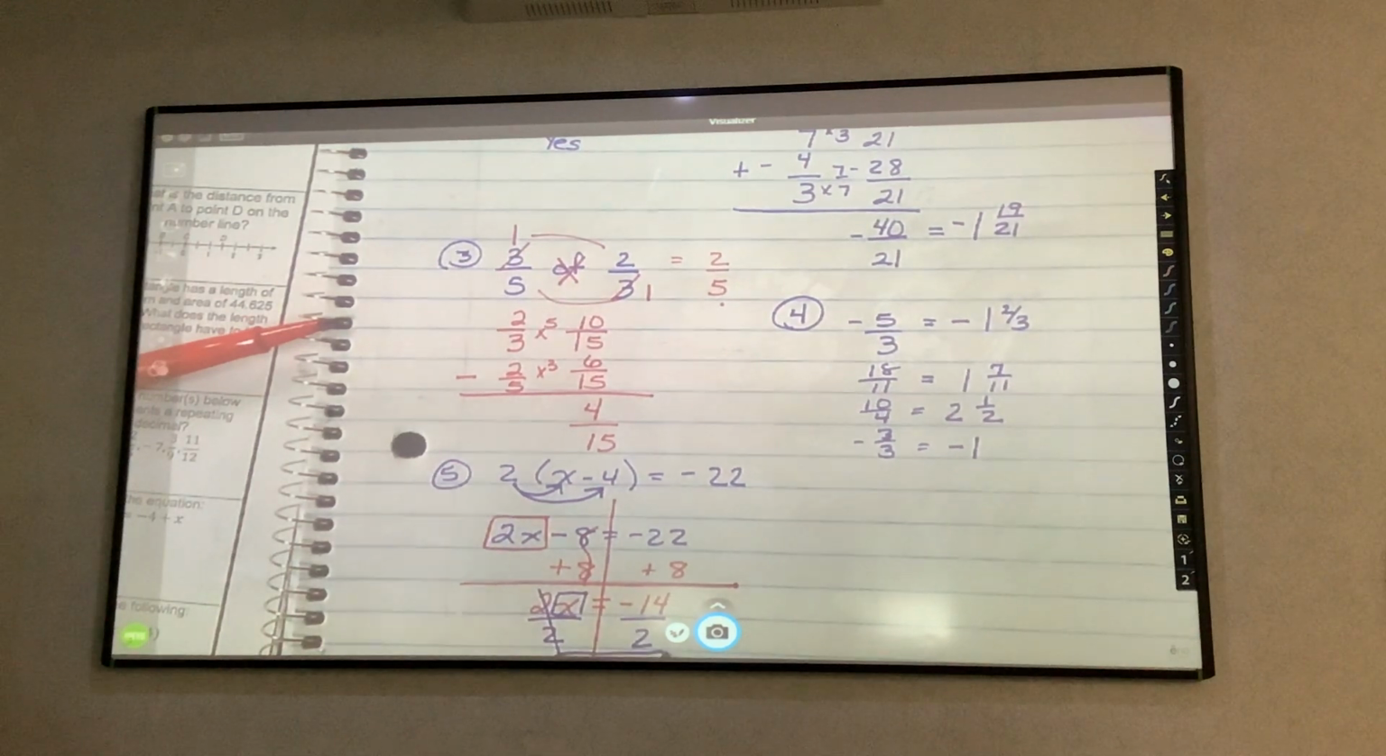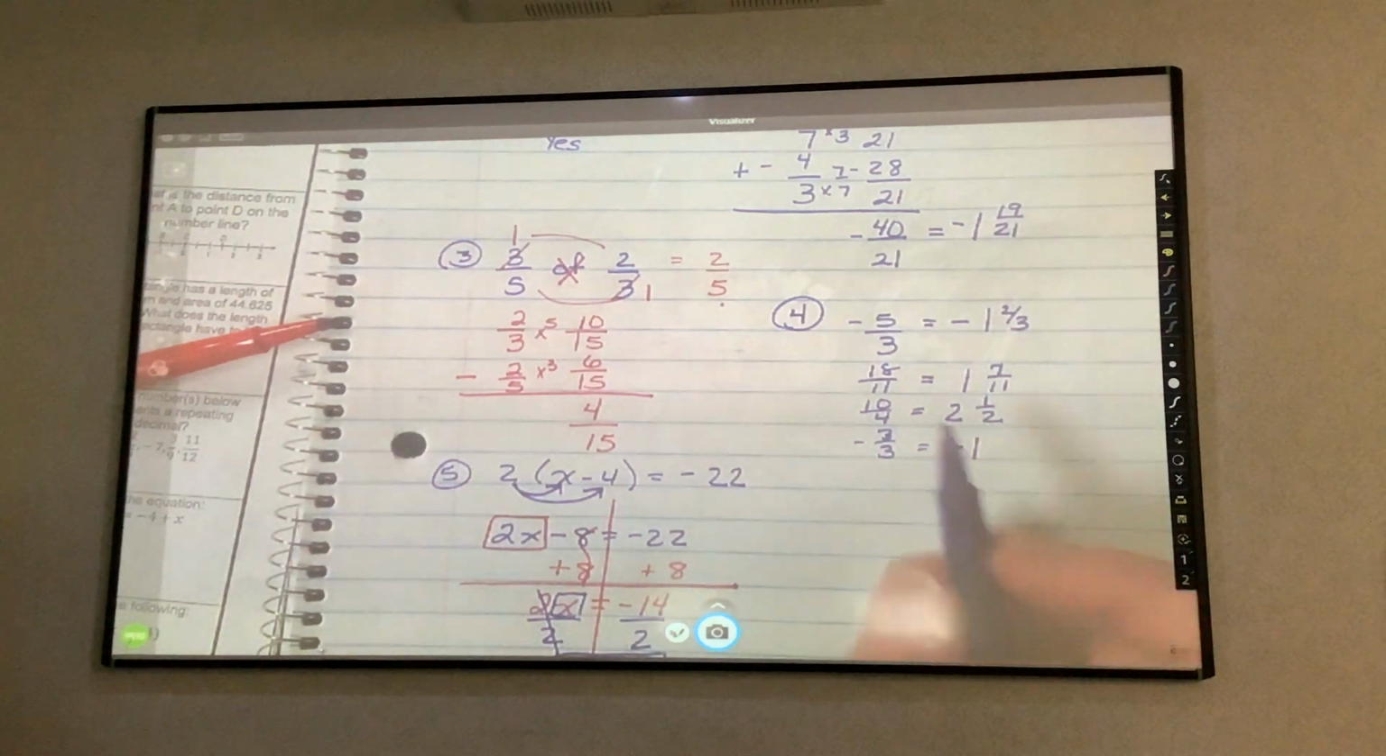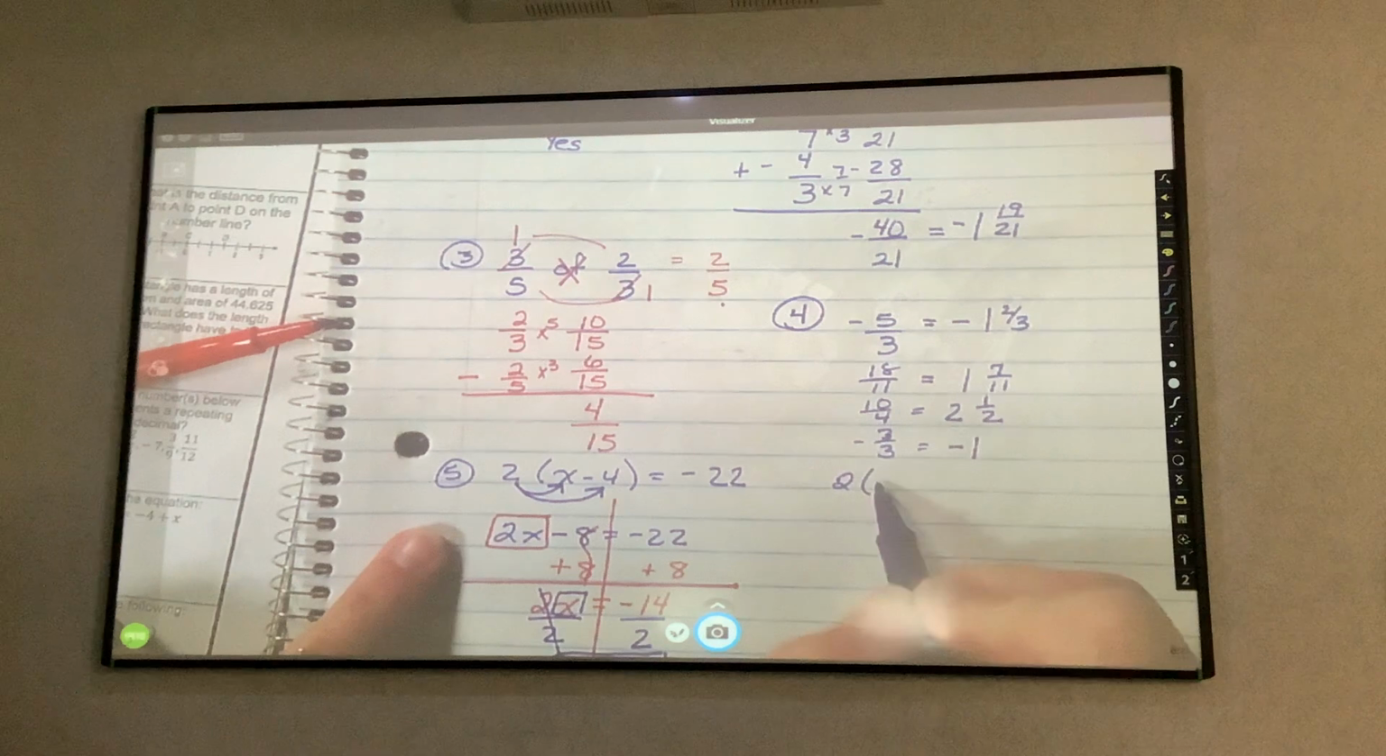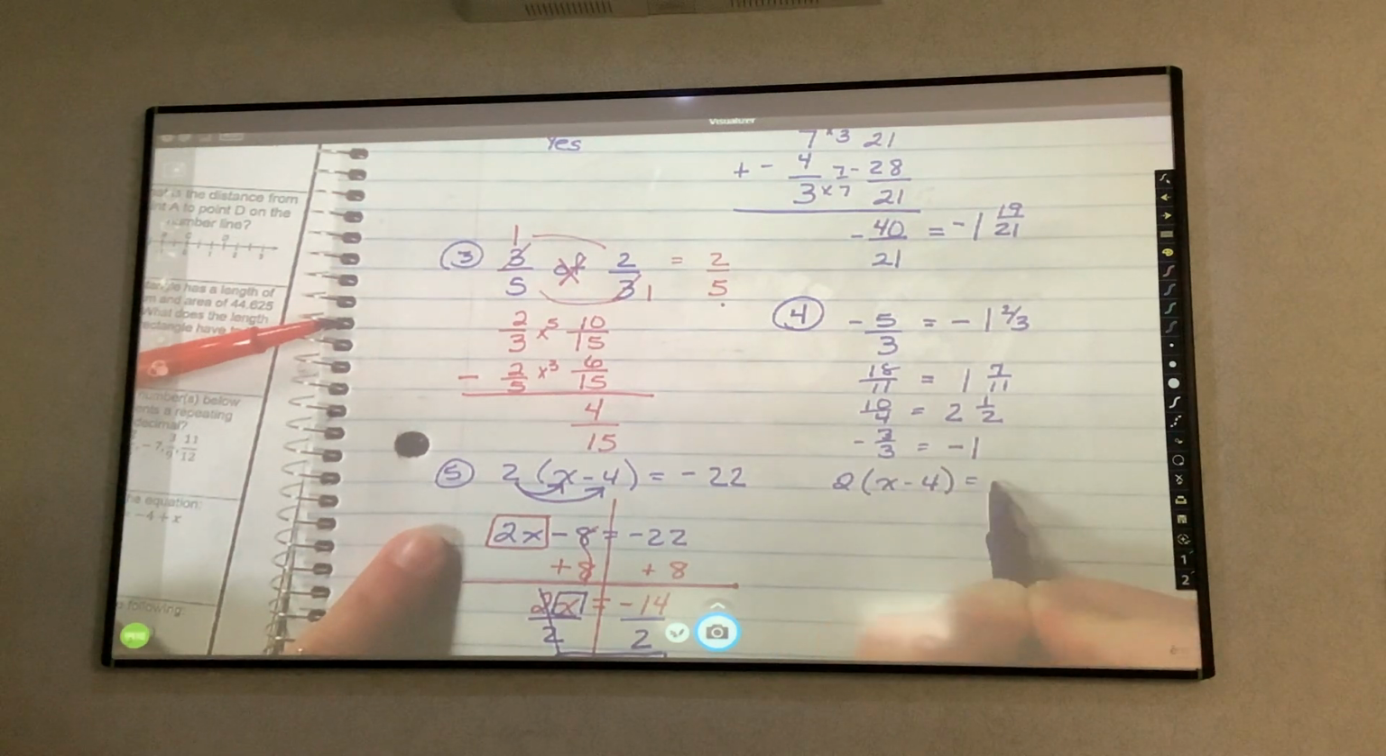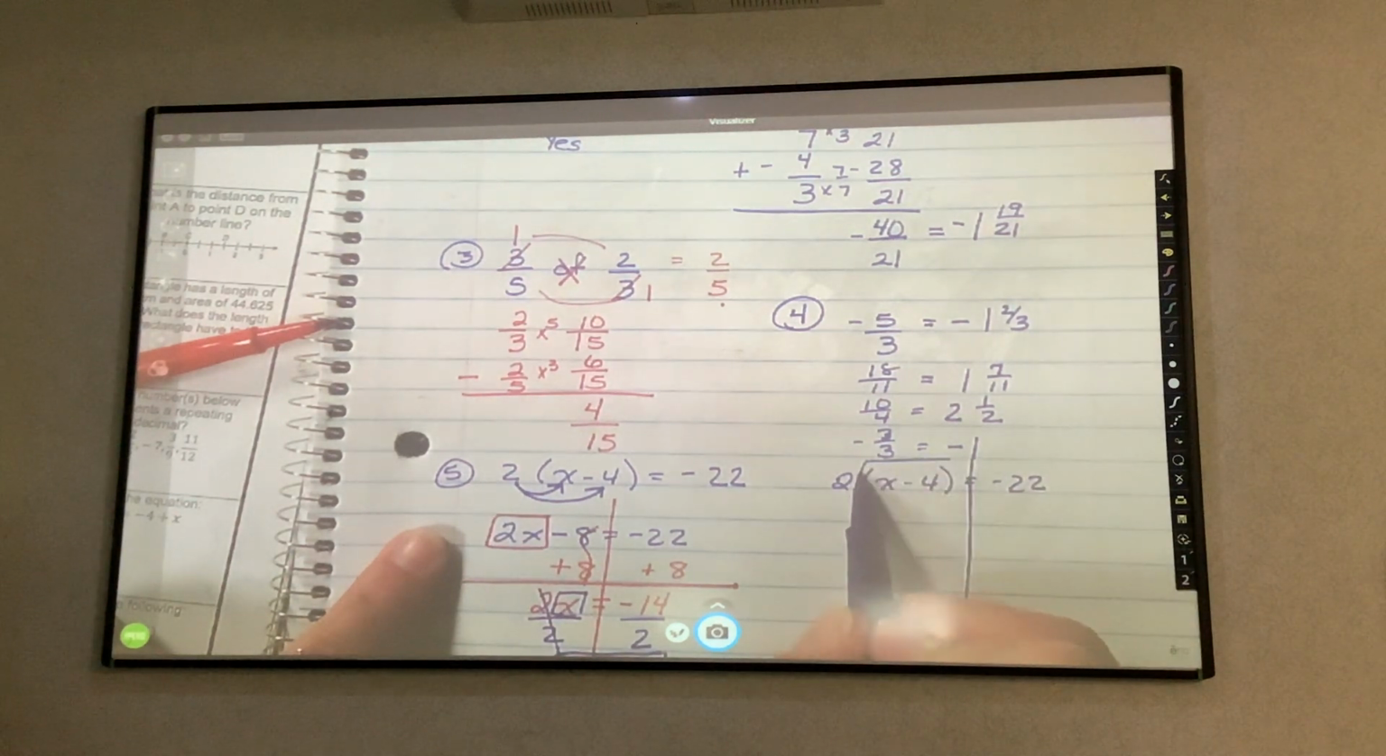How many of you got x equals -7? Good. I did this without doing the distributive property. So you did it without doing the distributive property? You drew your line, and what did you do first? I boxed up the parentheses and divided by 2. And you divided both sides by 2.